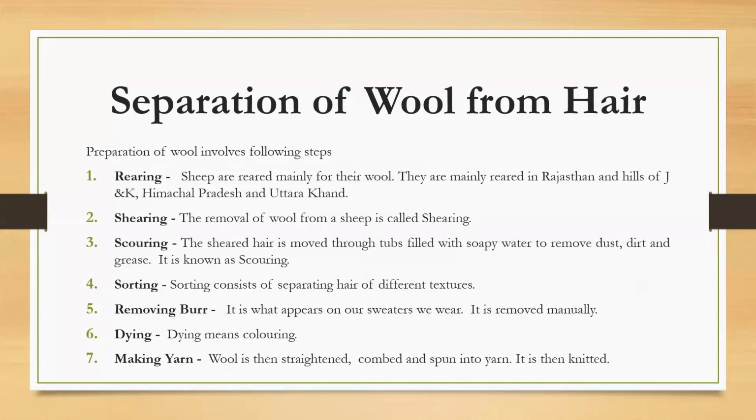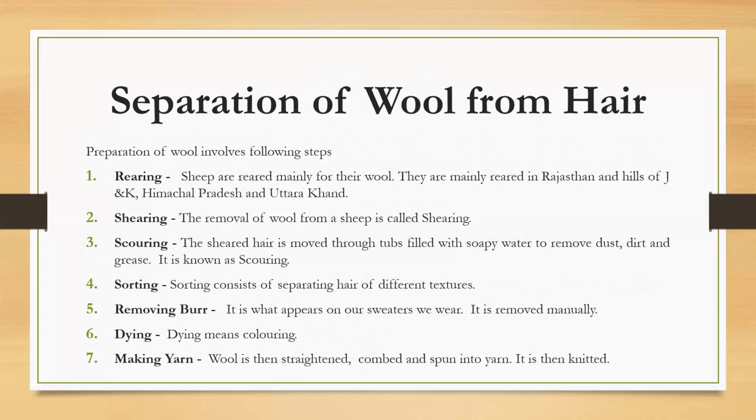Third, scouring. The shed hair is smoothed through tubs filled with soapy water to remove dust, dirt, and grease. It is known as scouring. Fourth, sorting. Sorting consists of separating hair of different textures. Fifth, removing burrs. It is what appears on the sweaters we wear.